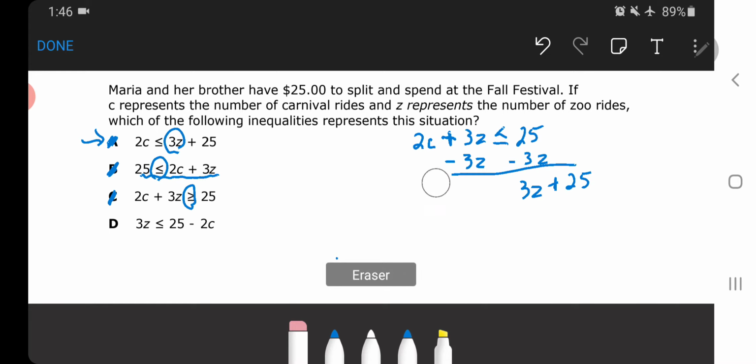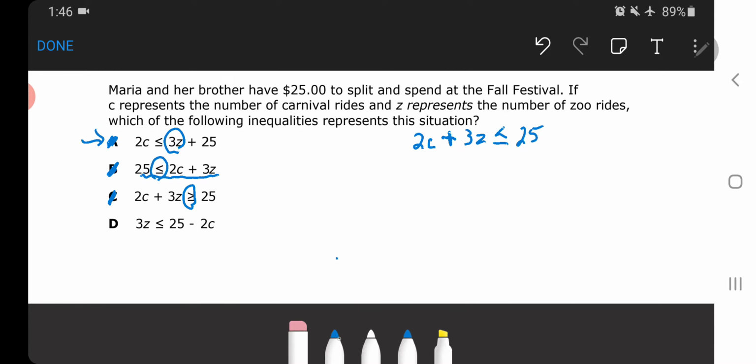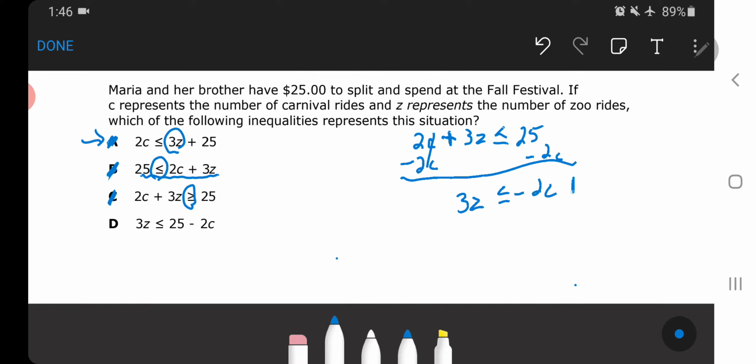Let's look at the last one. It brought the carnival rides to the other side, so what that means is it subtracted 2C from both sides. A couple ways we can write this. That'd be 3Z less than or equal to. We bring down both terms because they're not like terms, getting minus 2C plus 25. But you can also write that as 3Z is less than or equal to 25 minus 2C, putting the 25 in the front. D does look like it, so that is correct.